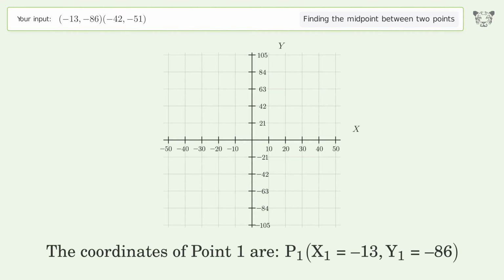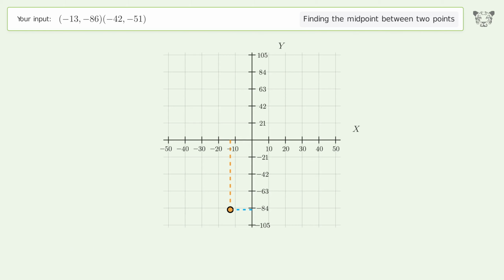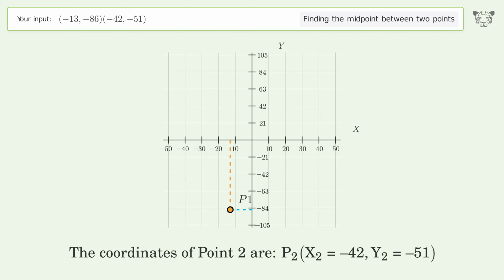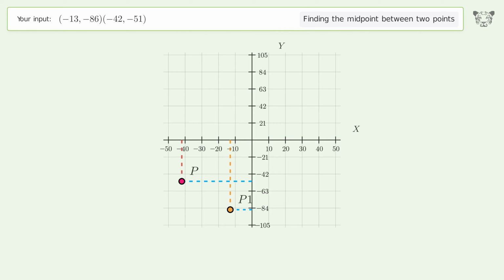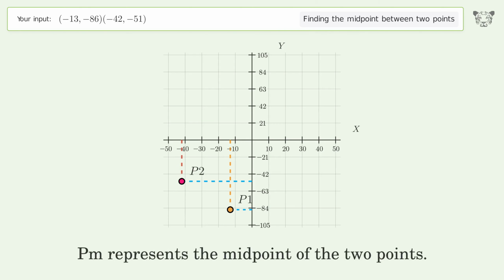The coordinates of point 1 are, x1 equals -13, y1 equals -86. The coordinates of point 2 are, x2 equals -42, y2 equals -51. PM represents the midpoint of the 2 points.